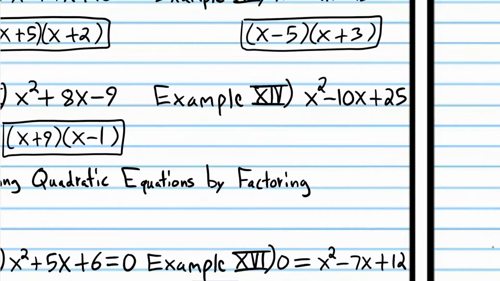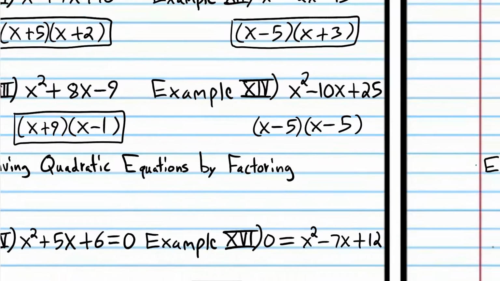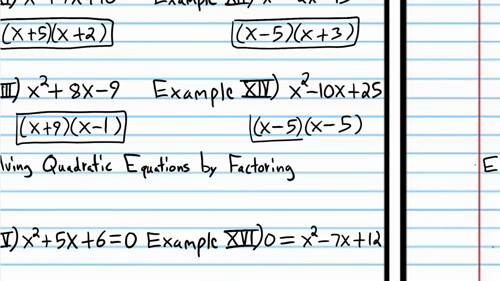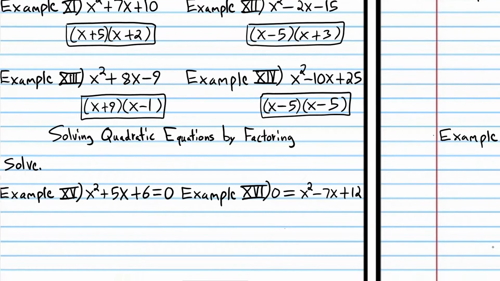All right, we're back. So for this problem, both signs are going to be negative. That's what I was hinting at. And that is it. So if you got that answer, good job. Sometimes the binomials are the same binomial.